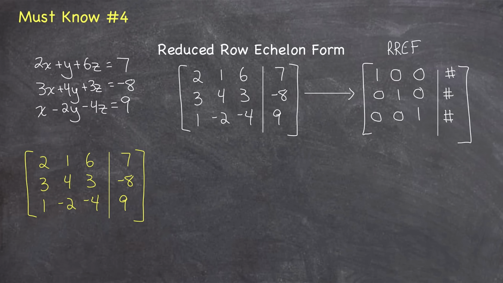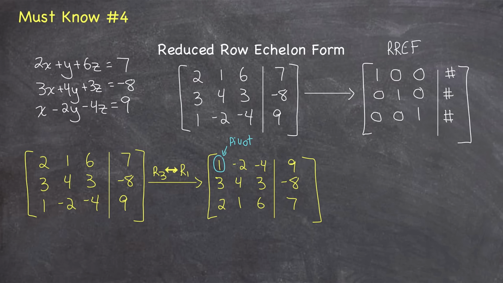And what we want to do next is make all of the numbers below that pivot, so the 3 and the 2, we want them to be a 0. I'll have to do that using the replacement operation. I'll start by making this 3 become a 0. I could do that by replacing all of row 2 with row 2 minus 3 times row 1.